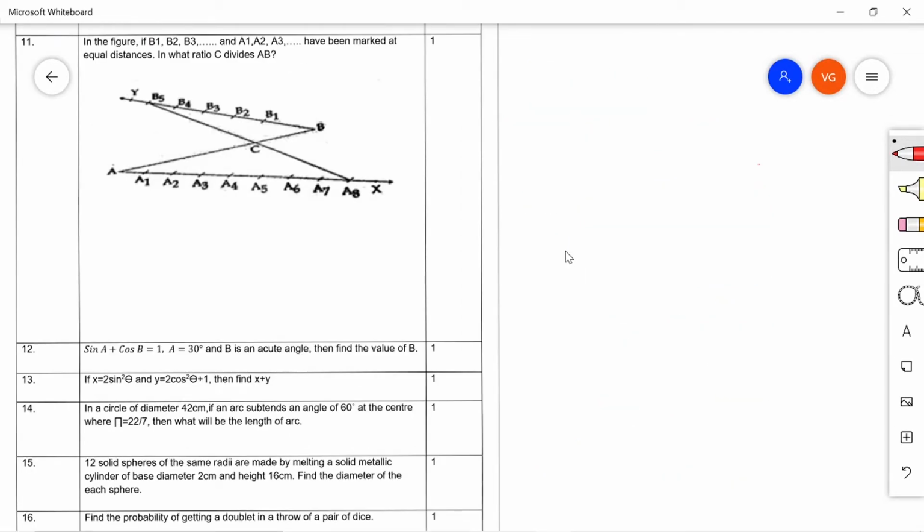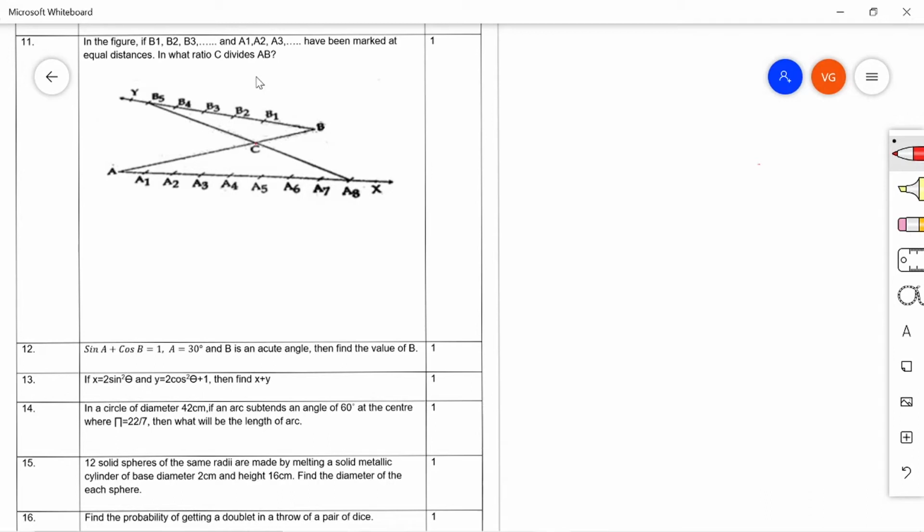Coming to question number 11. In the figure, if B1, B2, B3 so on and A1, A2, A3 so on have been marked at equal distances, in what ratio C divides the line AB? So this is very simple. Directly from the picture you can say this is based on constructions here.